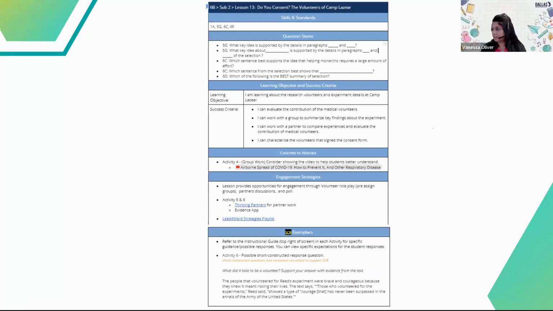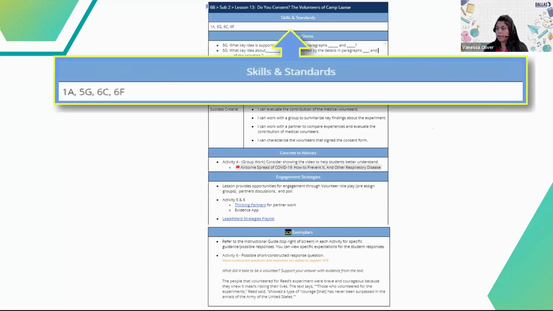So there is one clarity document per lesson provided by the RLA department to support you with teaching Amplify. Each clarity document contains several components to support your instruction. Let's take a quick look at each of the components on the document. At the top of each lesson, we've listed the TEKS that Amplify has assigned to that lesson.